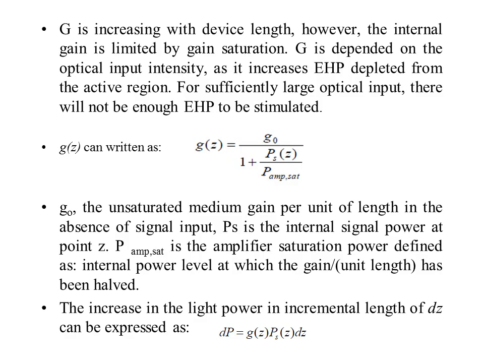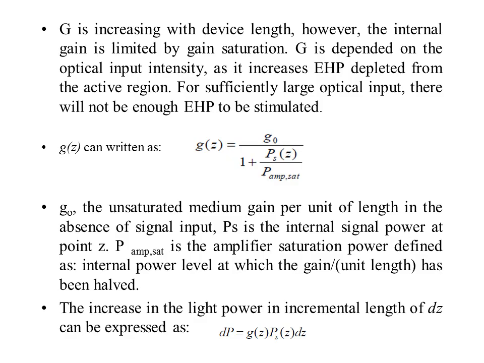So if you increase the optical input further, there is no change in the optical gain in the semiconductor amplifier. So G of Z is equal to G naught divided by 1 plus PS of Z divided by P amp sat. G naught is the unsaturated medium gain per unit length in the absence of the signal input. PS is the internal signal power at point Z, and P amp saturation is the amplifier saturation power, defined as the internal power level at which gain per unit length has been halved.